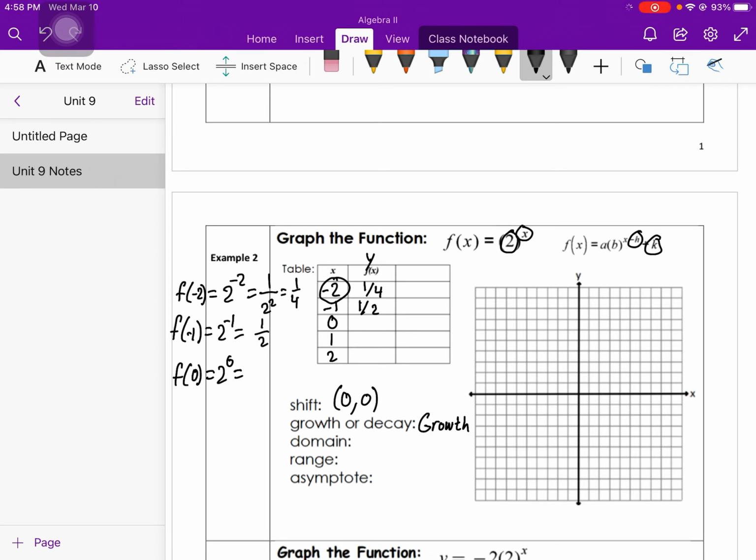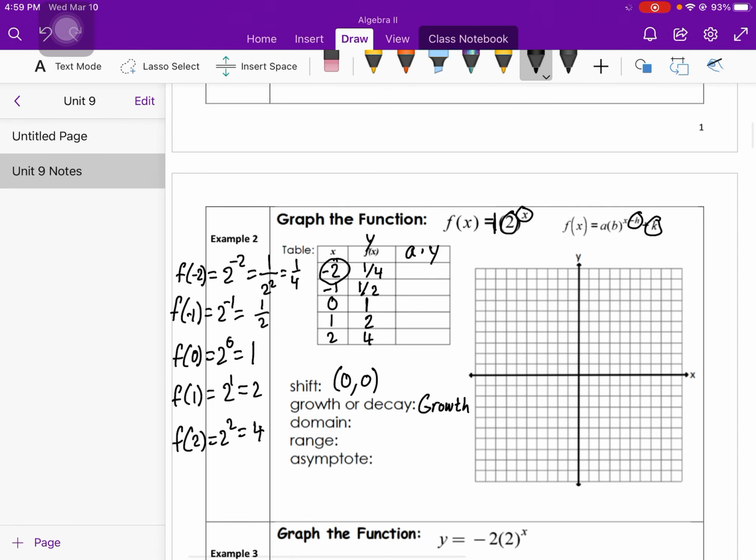Then we have f of 0, so we're plugging in 0 for x. Anything to the 0 power is just 1. This can be kind of tricky to remember. And then we have f of 1, which equals 2. And then f of 2 is where we plug in 2. 2 squared is 4. So every step we're actually multiplying by 2. And then this third column would be our a times f of x column. Since our a value is just 1, we don't have to worry about this column for right now.